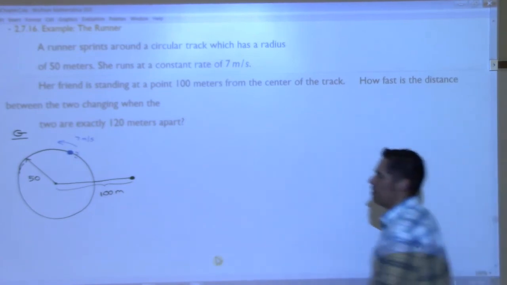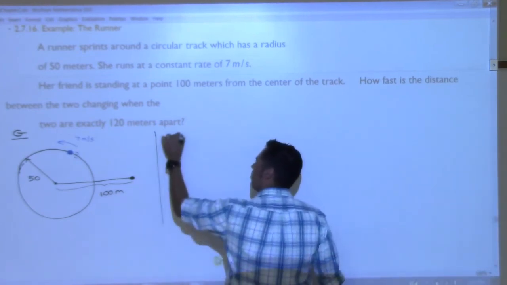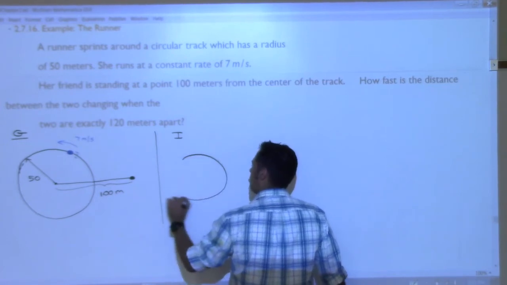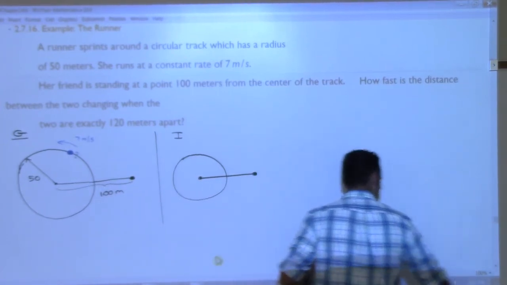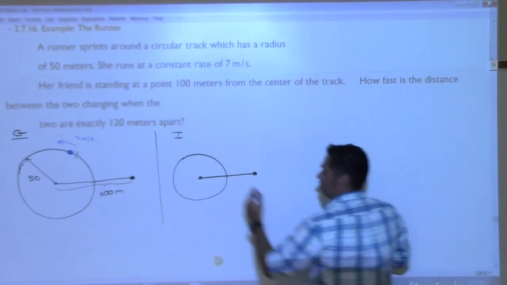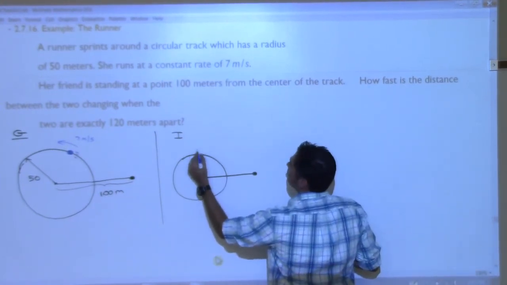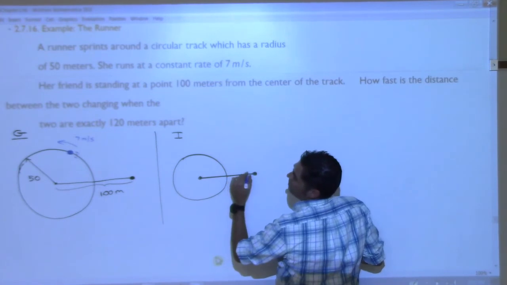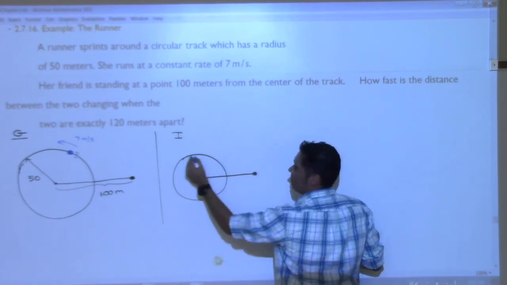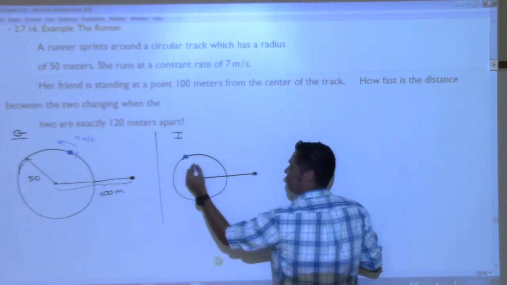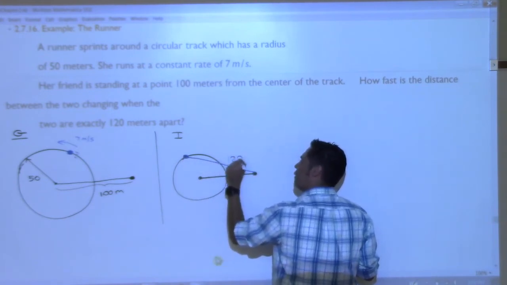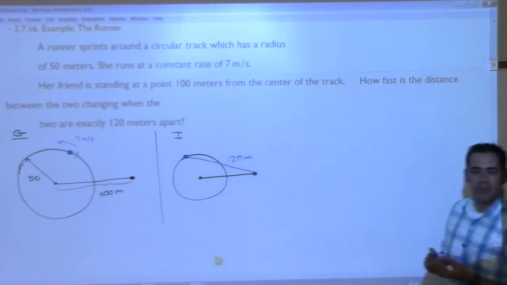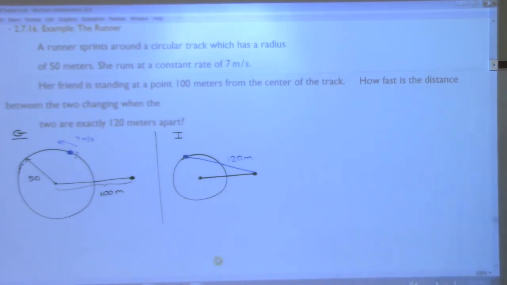Let's get the instant in time picture up here. It's the same picture, isn't it? Except when this person's here, how far away are they supposed to be? 120 meters. I'm going to put her around here. That distance right here is 120 meters, right? That's the instant in time.